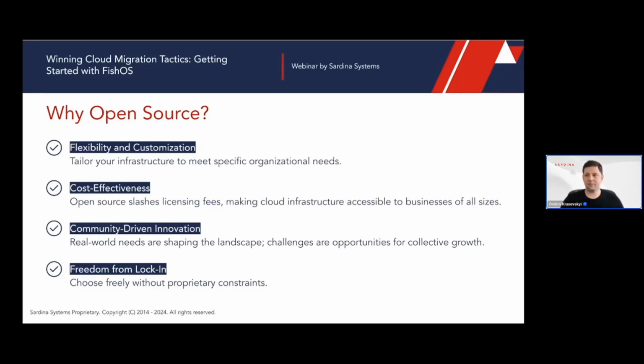And then there is community-driven innovation. This is not just about features and improvements. It's real needs shaping the landscape. When you are part of an open source community, your challenges become opportunities for collective growth. And with open source, you don't have to worry about being locked in. You have a freedom to choose, the freedom from proprietary constraints.